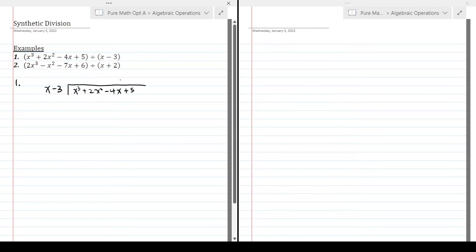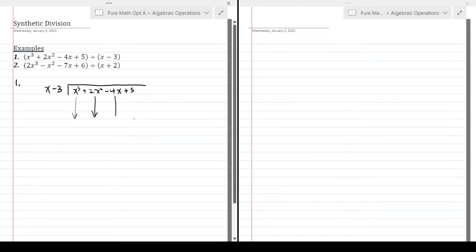Now remember, I spoke about the alignment of this polynomial here, in that this is essentially place value columns, right? This is a column containing anything with x cubed. This is a column containing anything with x squared. This is a column containing anything with x. And this is a column containing constants, right?